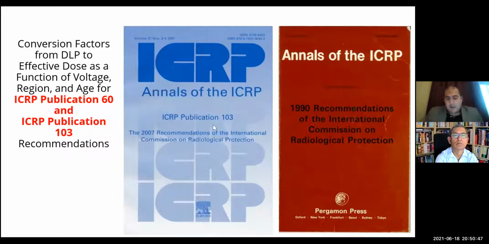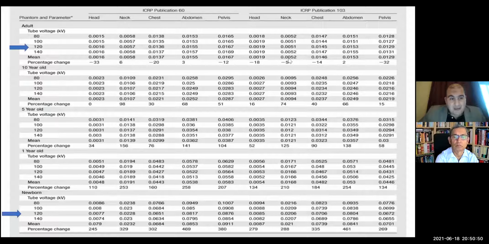So you will get tables, this table, where you will find ICRP publication 60 and ICRP publication 103. Here is the variation at different kV: 80, 100, 120, 140. So you have to select which conversion factor to use. For head, you will find a different conversion factor related to the tube voltage. For neck, chest, abdomen, and pelvis. These are for adult patients, here for 10 years old, here for 5 years, 1 year, and a newborn.